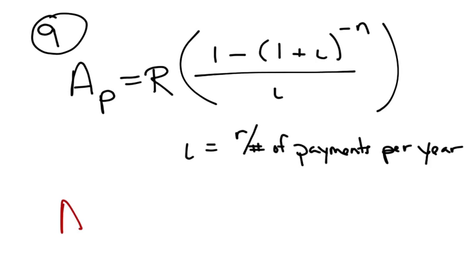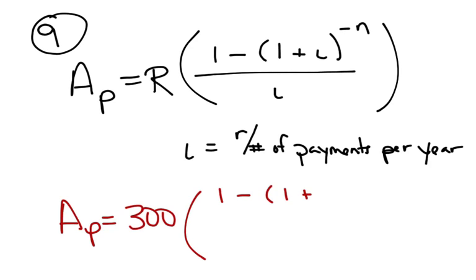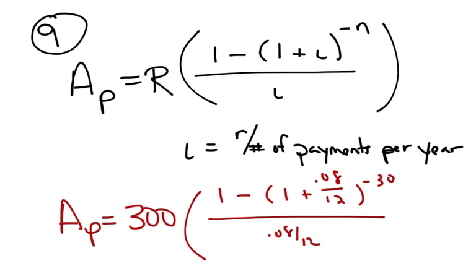So, the present value of an annuity is the rent, or your monthly payment. So your monthly payment is $300, times 1 minus 1 plus i, where i is your interest rate divided by the number of payments per year. The interest rate is 8%, so it's 0.08, divided by 12, because if you compound monthly, you're going to make 12 payments per year. Raised to the negative n, where n is 30 because you're going to make 30 payments in all, over 0.08 divided by 12.